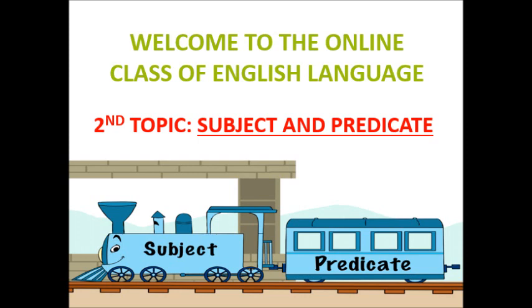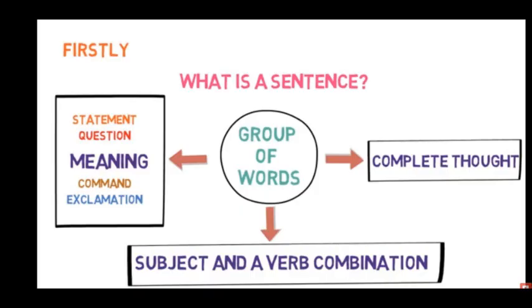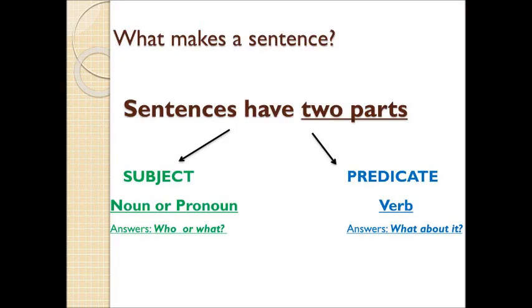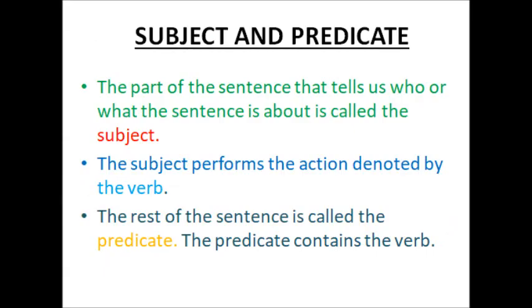The second topic is subject and predicate. In the previous video, we did what is a sentence and what are the four types of sentences. Now, in this video, we will learn the parts of a sentence. So, open your books to page number 7. Children, the warm-up exercise you will do in the book itself. Alright? Now let's read what is given in the green box.